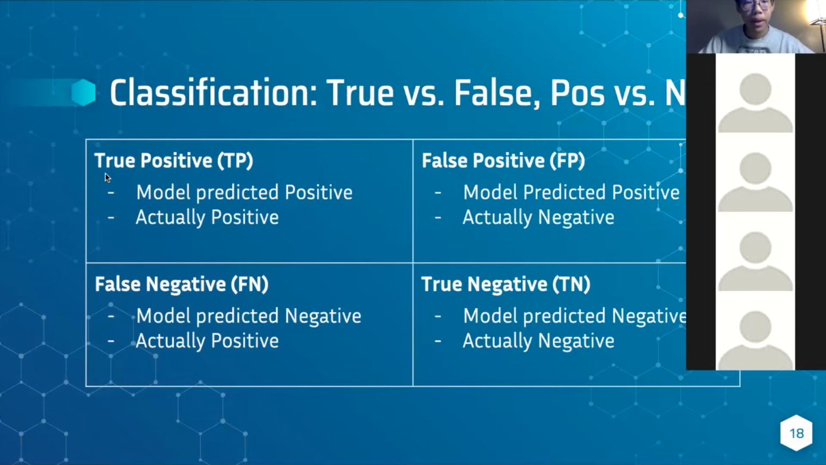So we have these 4 different values that can ensure that our model is actually accurate. A true positive is when our model predicted positive and the data actually shows it's positive. A false positive means our model predicted positive, but it was actually negative, so we got it wrong. A false negative means our model predicted negative and it was actually positive, so we got it wrong again. And a true negative is when our model predicted negative and it was actually negative.